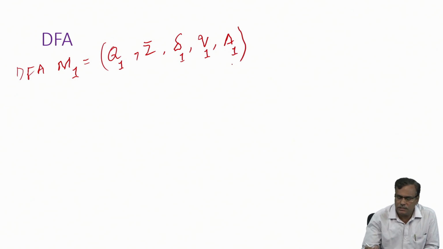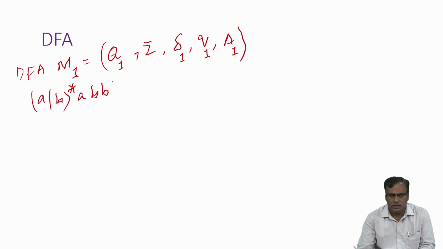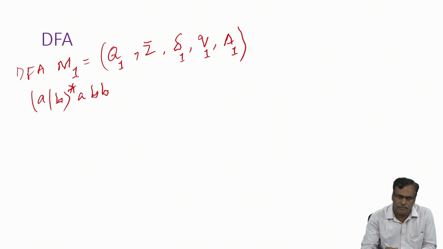For the same example, we have taken (A or B) star ABB. We know the language denoted by this expression: any number of A's and B's in any combination, ending with ABB. This is the language. So the DFA for this problem is this.